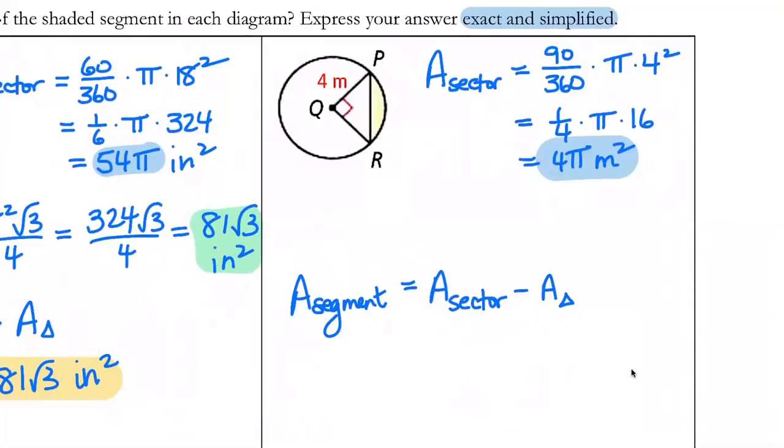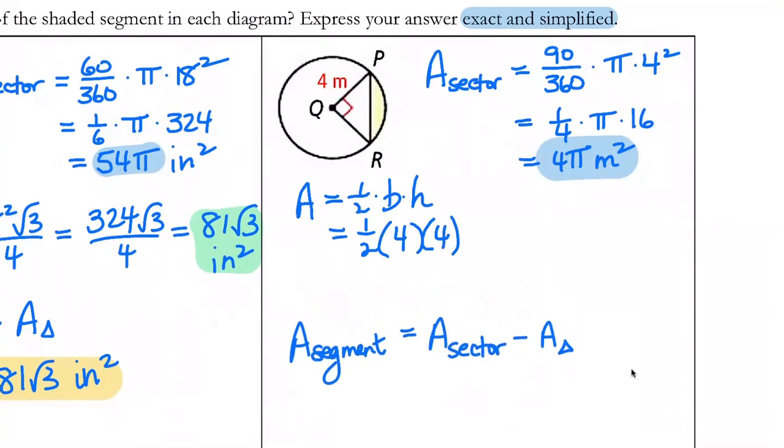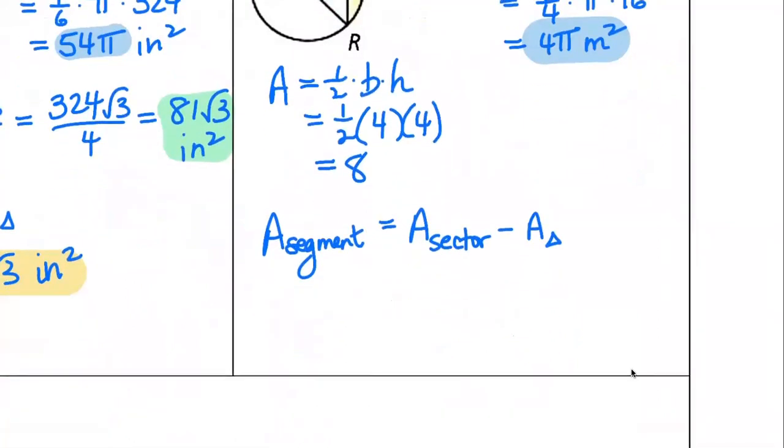Okay, and then our triangle area, this one is nice because that is literally a right triangle, so I can just do the 1/2 base height situation. So 1/2, the base and the height are perpendicular, so it's 1/2 of 16, which is 8. And that's our triangle that we're subtracting off. Again, that would be in meters squared.